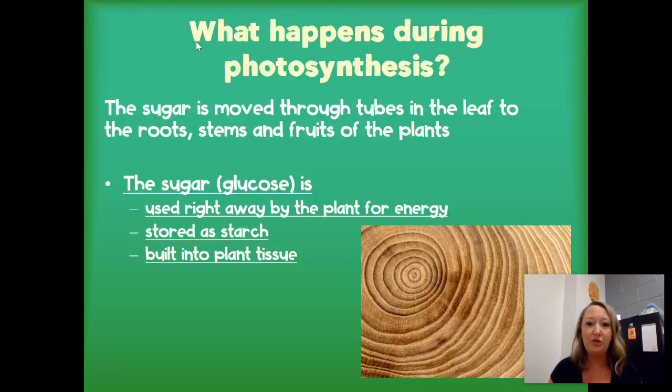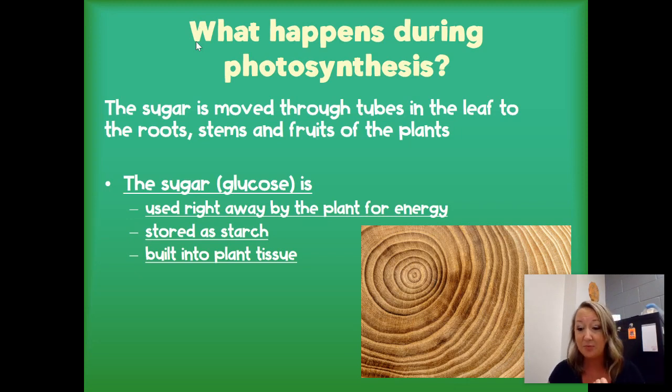Sugar gets moved through tubes in the leaves and the stems to other parts of the plant. And this sugar, that's where we get tree rings, right? There's different colored rings because there's different types of tissues. Some tissues in trees and other plants transfer sugar, glucose, and some transfer water from the roots to the other parts of the plant. So the glucose that's produced, though, has kind of three different things that it can do, three different places it can go.